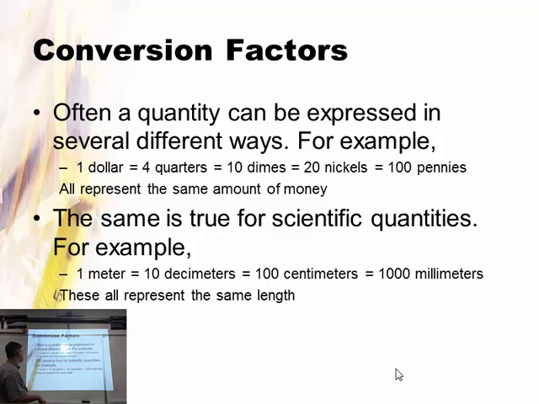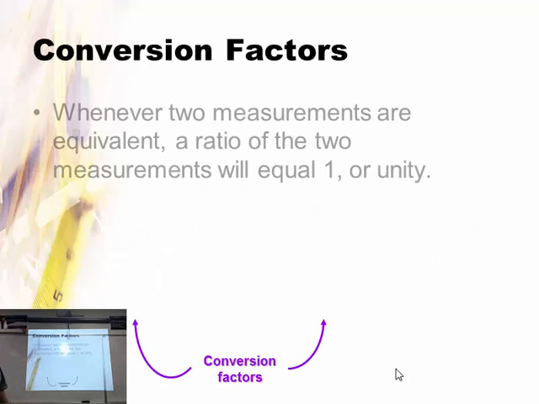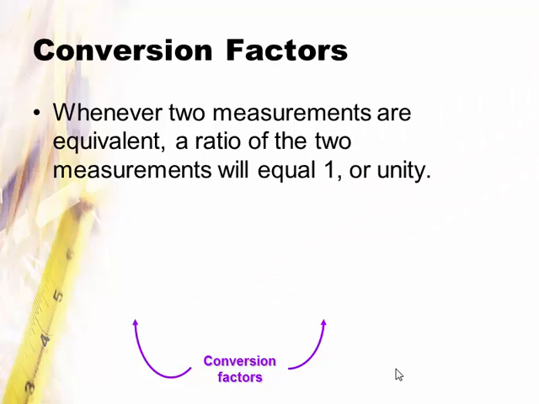And the same is true for scientific quantities then. A meter, 10 decimeters, 100 centimeters, 1,000 millimeters. Those all represent the same amount of length. But whenever 2 measurements are equivalent, and that word says exactly what it means, equal value. Okay? So when 2 measurements have the same value, a ratio of those 2 measurements will end up being 1. Why? Because it's the same thing over the same thing. Even though the numbers look different, it's the same thing over the same thing.